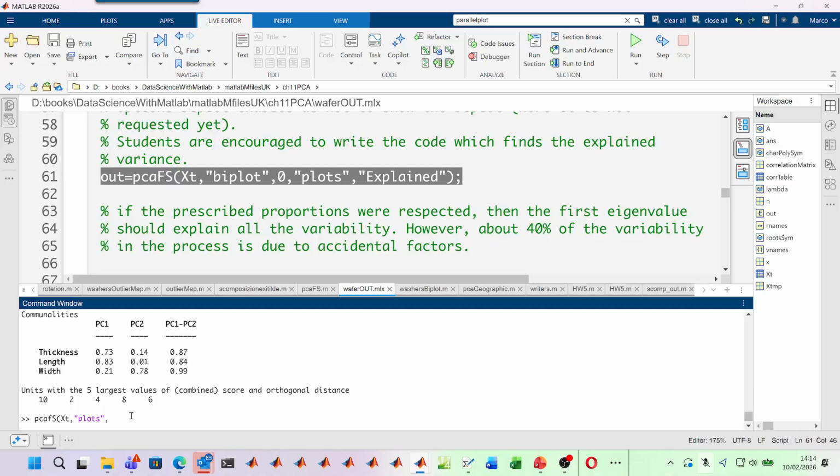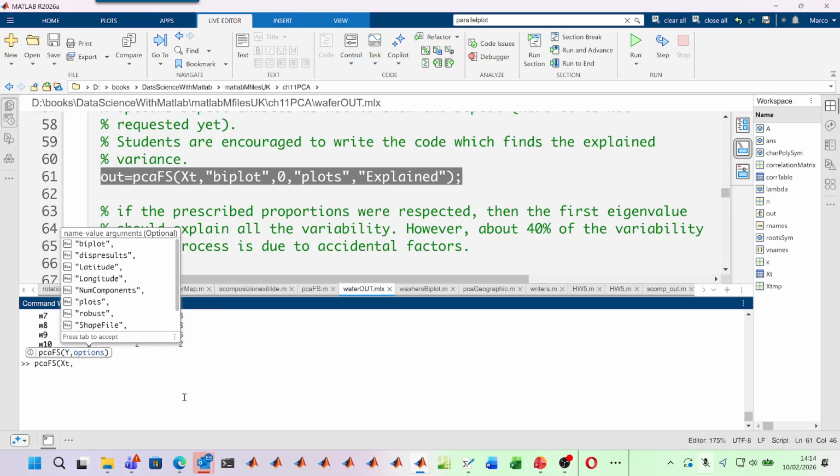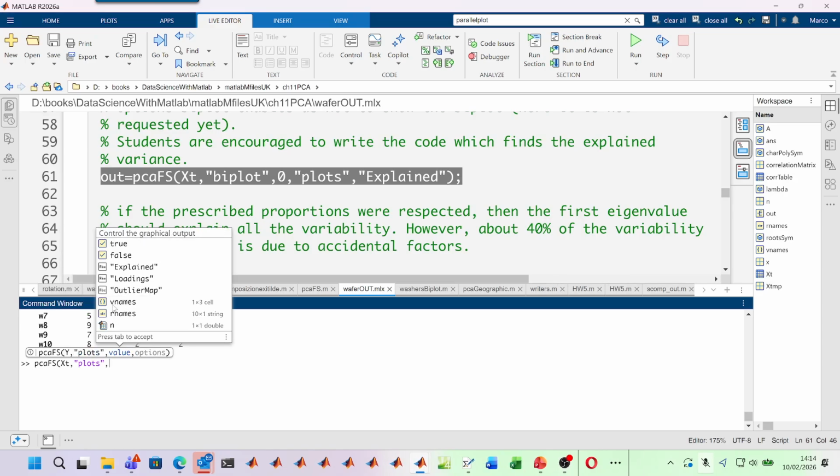So it was absolutely my fault. Okay, yeah, PCA FS XT, right, no plots, okay, no, it was not my fault. I wanted to see why they didn't come out. In fact, there was not a reason.